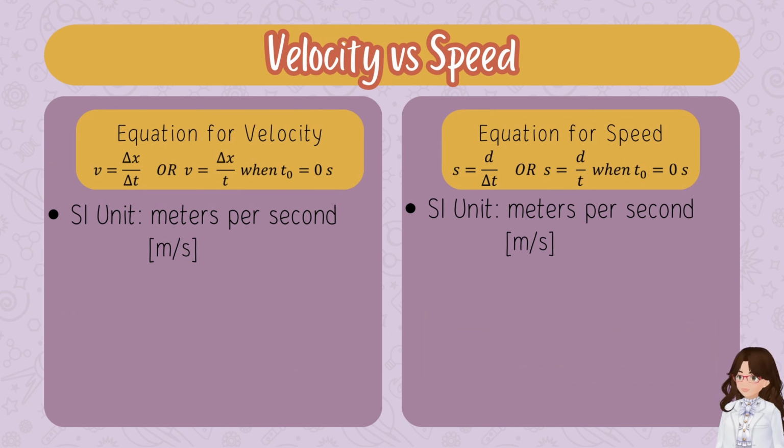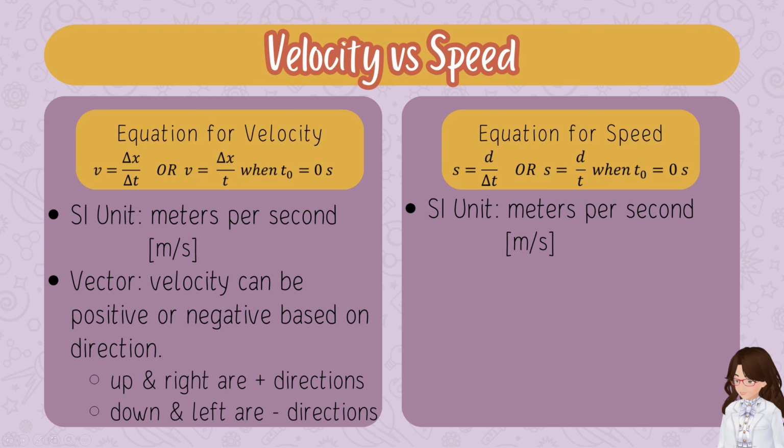Now, let's go ahead and compare the two, because you can see that there's quite a bit in common. First of all, they're a ratio between a length and a time. And because of that, they have the same SI unit, which is meters per second, because both distance and displacement have the unit meters, and time is measured in seconds.